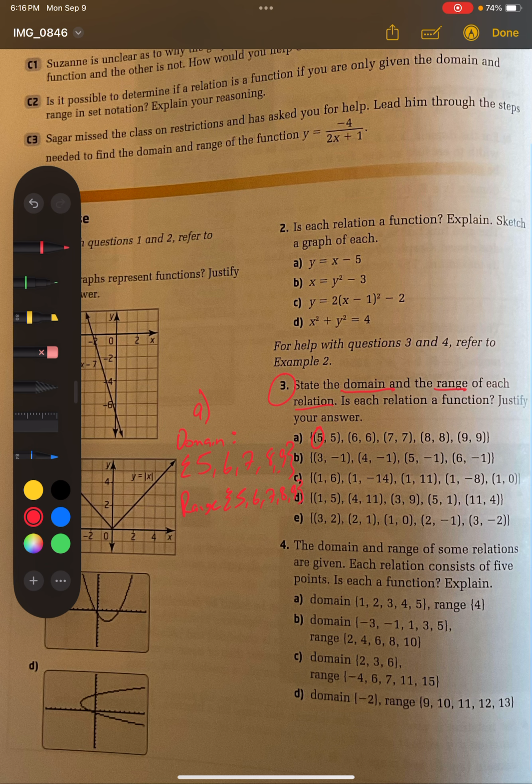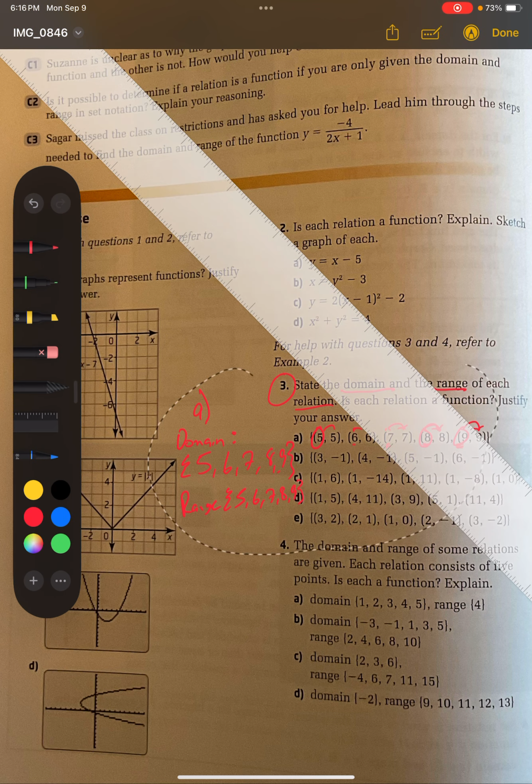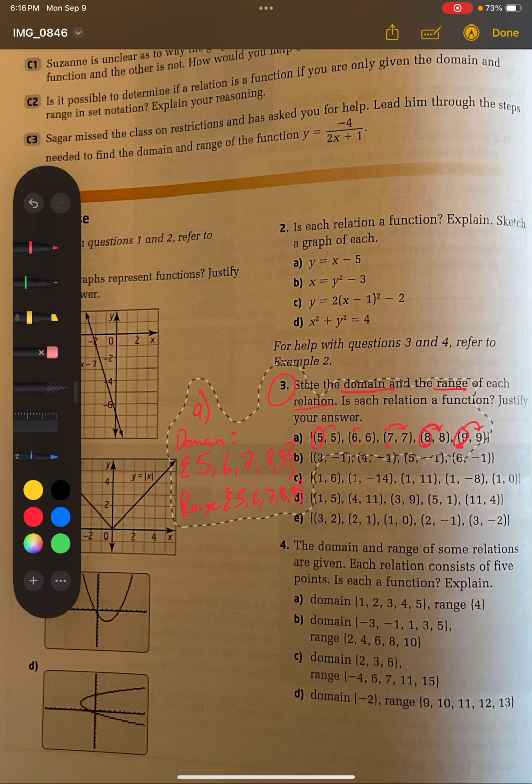can I get a 5 pointing to anything other than a 5? Nope. Can I get a 6 pointing to anything but a 6? No, no, and no. Can I get a 7 pointing to anything except a 7? No, there's an 8. Can I get an 8 in the x position pointing to anything other than an 8? The answer is no. And the 9 uniquely passes only to a 9. Therefore, this relation is a function.